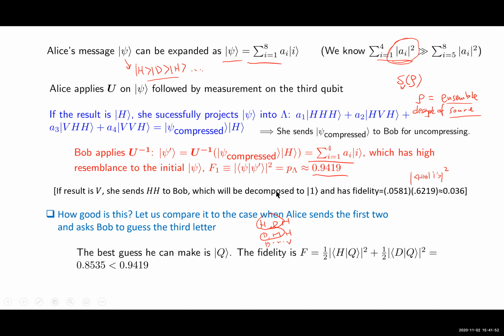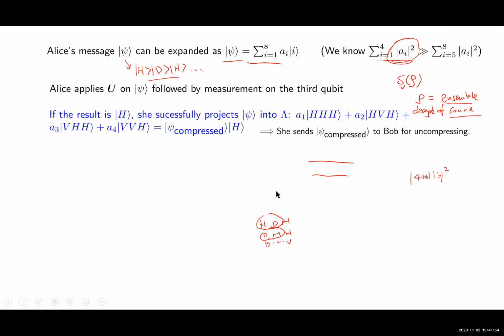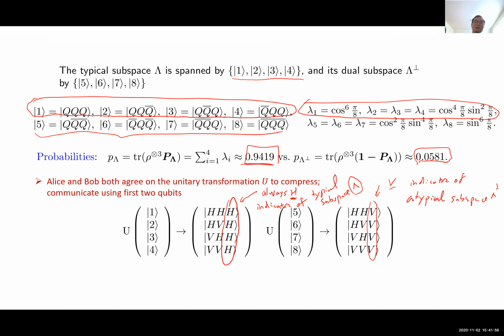Yeah, because when Bob attaches the H and does the inversion, this will be mapped to 1, right? Yeah, 1 is the one that has the largest eigenvalues, right?